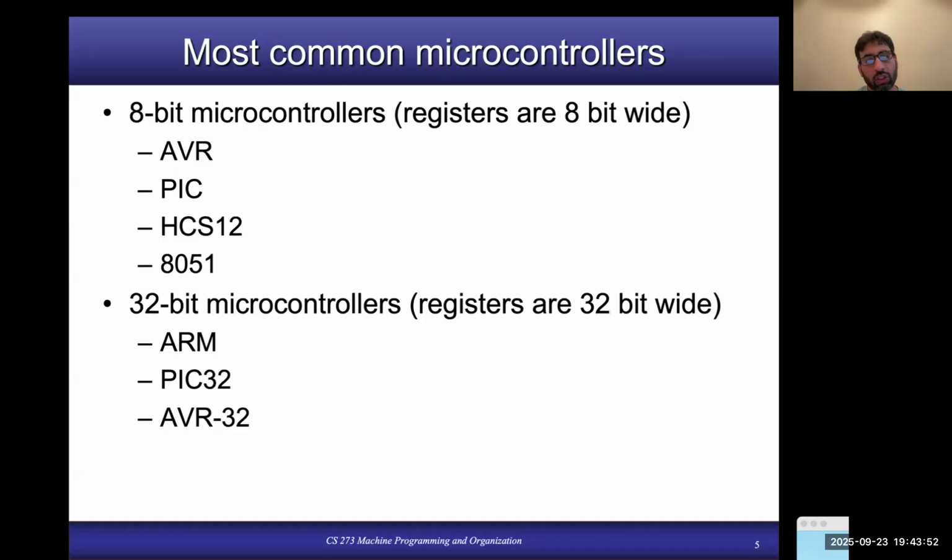On the other hand, we also have 32-bit microcontrollers. For example, ARM microcontrollers, a version of PIC which is 32-bit wide, and an AVR microcontroller which is also 32-bit wide. And there is only one 32-bit microcontroller in the AVR family. All others are 8-bit wide.